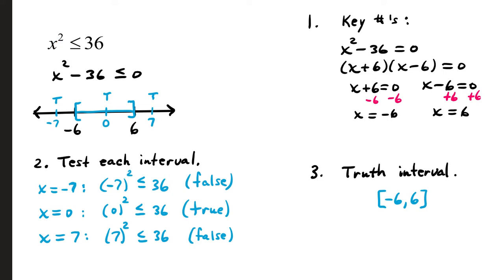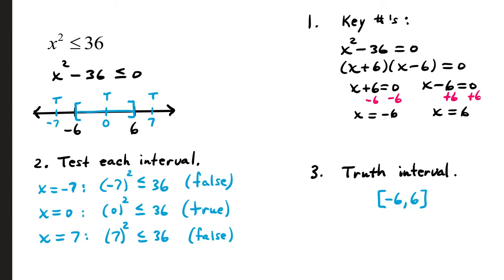Substitute in. Negative 7 squared is 49. That's not less than 36, so we get a false statement. 0 is a good option for a test number in this middle interval. 0 squared is less than 36, so that's true. And then we pick a number on the right of our second key number. This is in the third interval of numbers. 7 squared is not less than 36, so that's false.